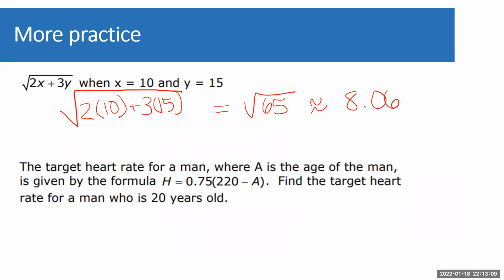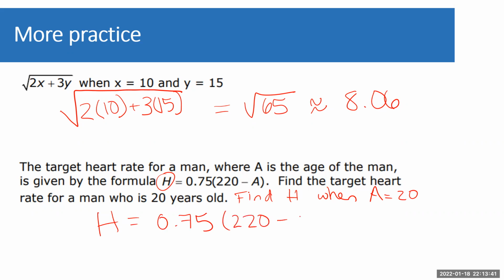Let's do one more. The target heart rate for a man, where A is the age of the man, can be given by the formula H equals 0.75 times the quantity 220 minus A. We want to find the target heart rate for a man who is 20 years old. So we want to find H when A equals 20. So we know that H is going to be 0.75 times 220 minus A, which is 20. We can plug that into our calculator.